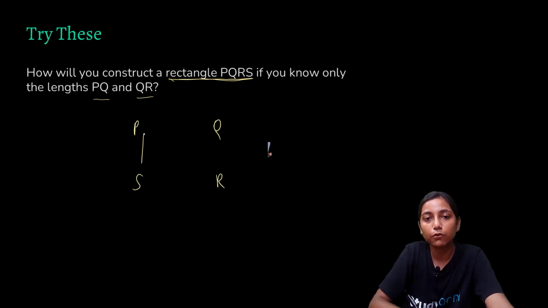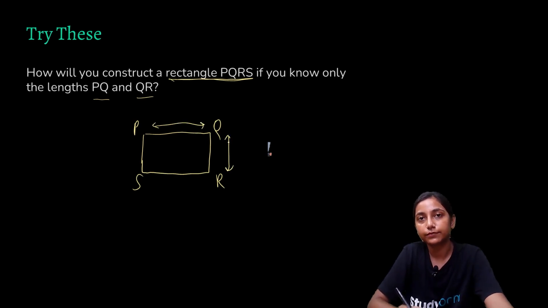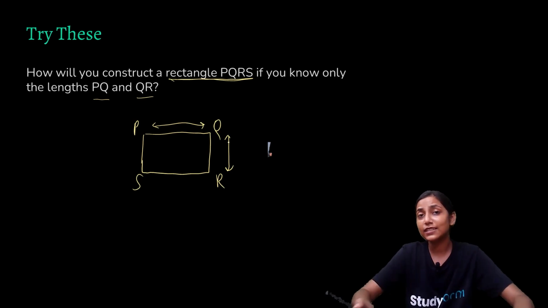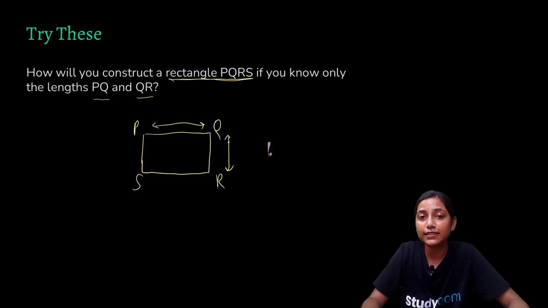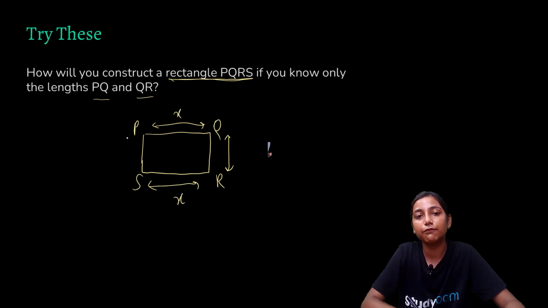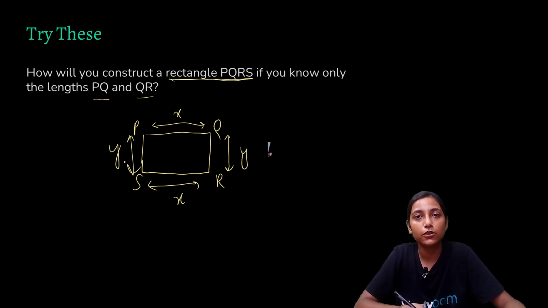PQRS is going to be a quadrilateral that can be constructed if we only know PQ and QR. Just think of it. This is a rectangle. So we can say yes, we can construct this rectangle easily if we only know PQ and QR and no other measurements, because for a rectangle we know that the opposite sides will be equal. So if we know PQ, that is going to be same as SR. If this is X, this will be X. If we know QR, that is Y, that is going to be same as PS. That will also be Y.